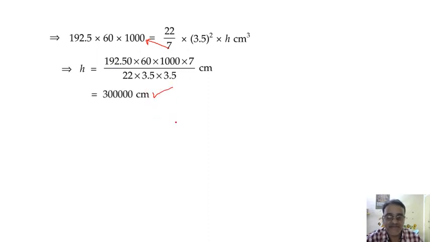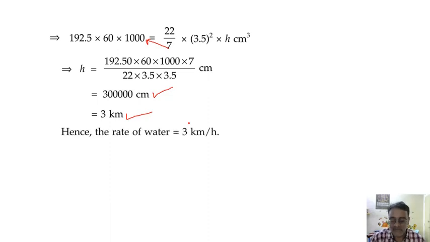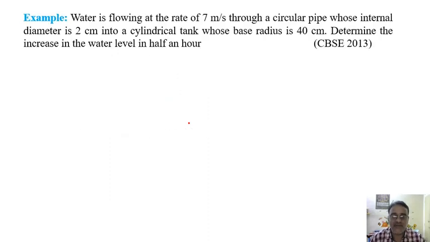3 lakh centimeter. Convert to kilometer. By 1 lakh. Yes, by 1 lakh. So 3 kilometer. So this is the length of water that flows in 1 hour. So what is the rate of flow through pipe? 3 kilometer. Kilometers per hour. Per hour. Very good. Now we'll move towards next question.